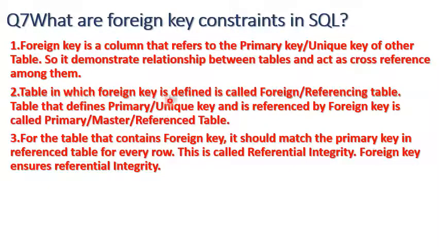The table in which foreign key is defined is called the foreign or referencing table. The table that defines the primary or unique key and is referenced by the foreign key is called the primary or master or referenced table. For the table that contains the foreign key, it should match the primary key in the referenced table for every row. This is called referential integrity. Foreign key ensures referential integrity.